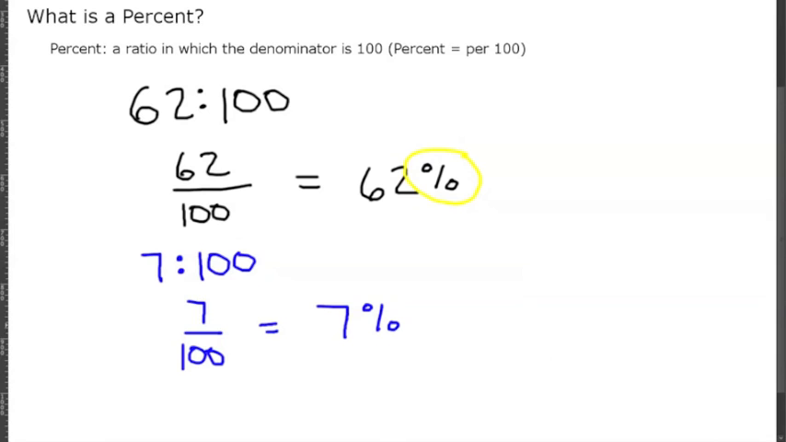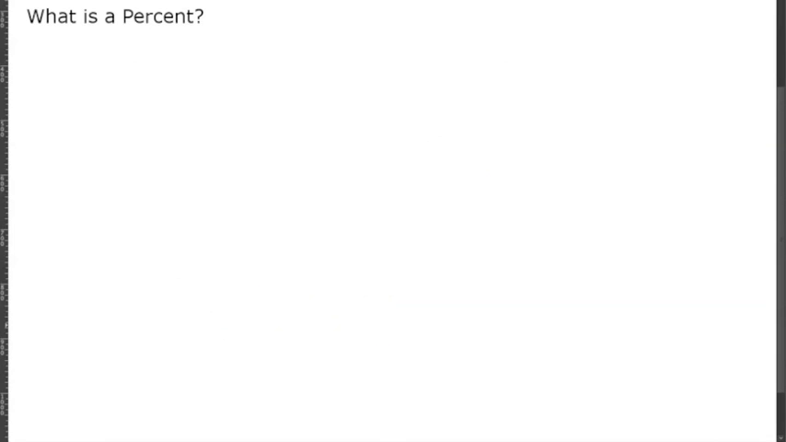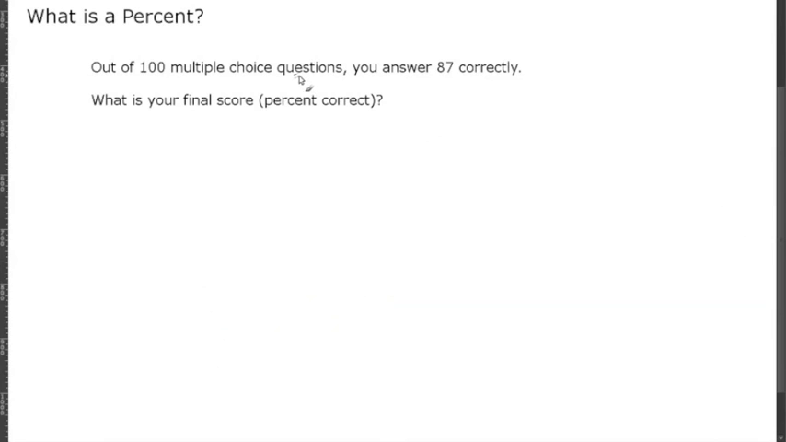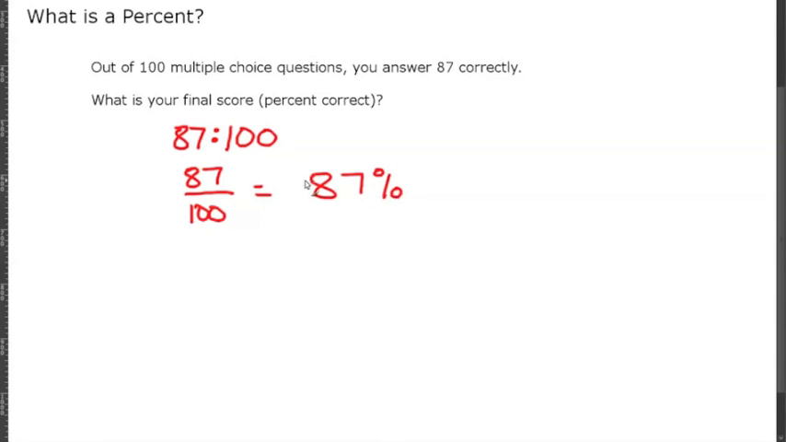Let's look at a few examples. Let's say that out of 100 multiple choice questions, you answer 87 correctly. What is your final score, or the percent correct? So your score was 87 to 100. You can rewrite that as 87 out of 100, which is simply 87%. So your final score, or the percent correct, was 87%.